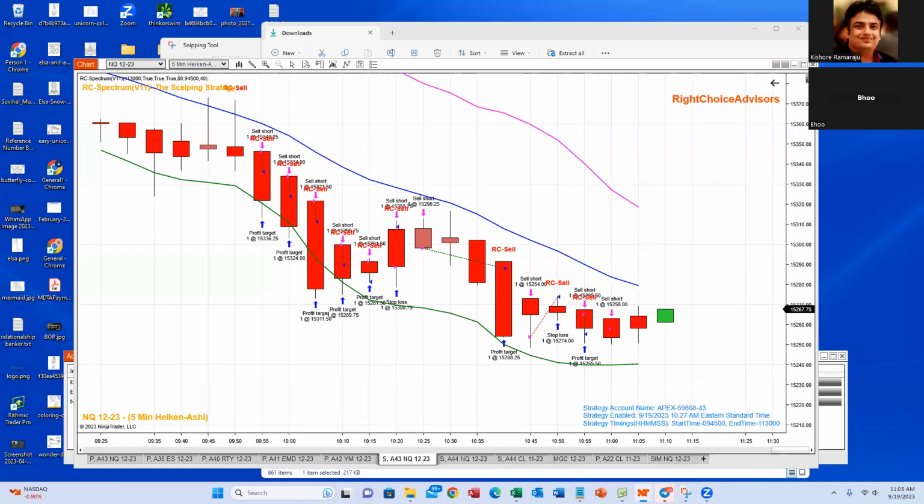If you have 50 buyers, you have 50 sellers. Until now, there were 70 or 80 sellers and 20 buyers. But now it will become 50-50. Whenever it becomes 50-50, it gets into a choppy zone.